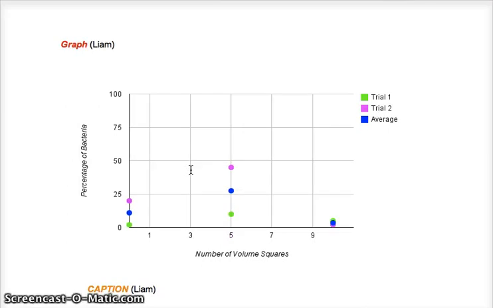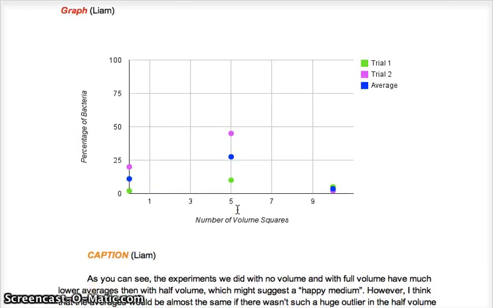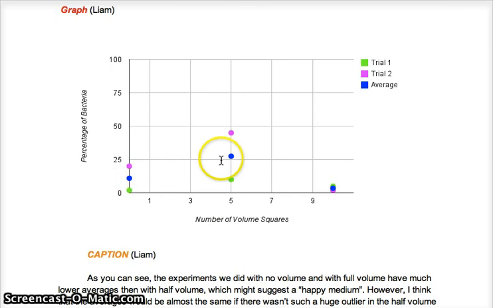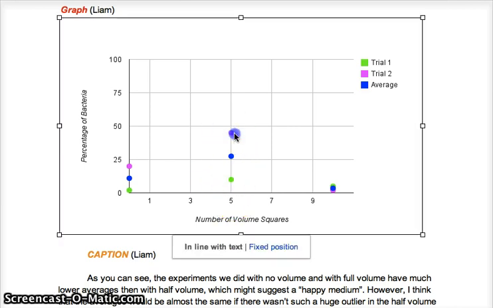And so as you can see in our graph, the averages clearly show that the expected graph and the actual graph look exactly the same. And as a matter of fact, if you look at it closely, you can see that in trial 2 of the medium volume, there was a huge outlier right here, and if that was not there, then the average would be way lower, and it would actually be around the middle.